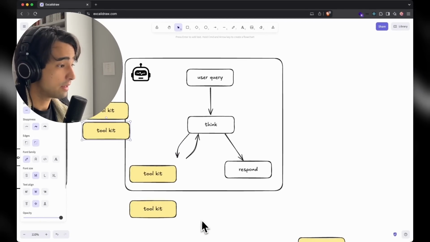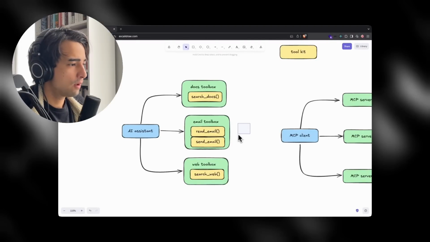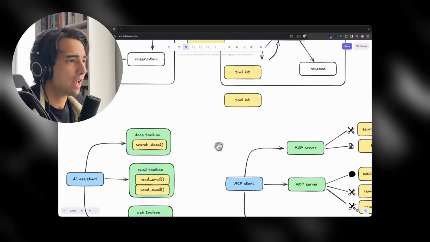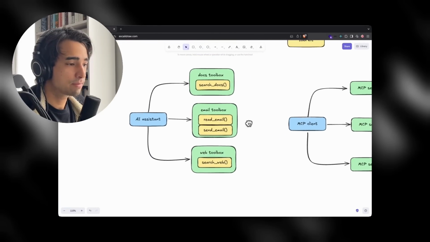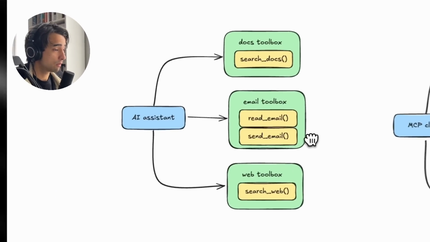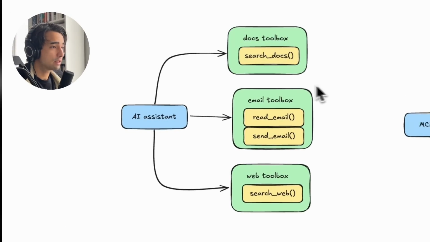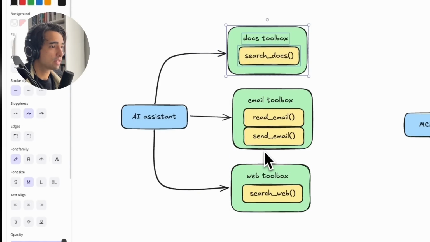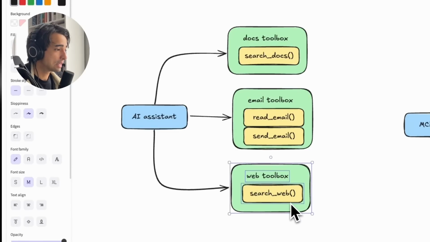Now let's actually take a look at how the MCP servers work. Okay, so now that we have understood how an agent works, it's actually way easier to understand how an MCP server works, because essentially every single server is going to be treated as a toolbox in this case. So in this example, we have a documentation toolbox that is going to allow us to search for the documentation of a given library, for example. Here we have another toolbox that is going to allow us to read and send emails, and this one itself is going to be another MCP server, and this one right here is going to be another server that allows you to search the web, okay?